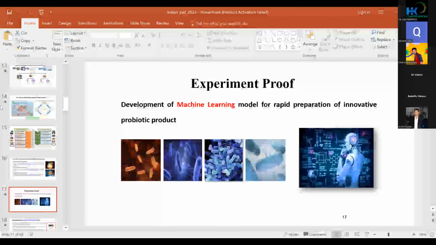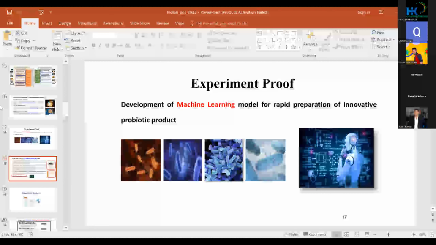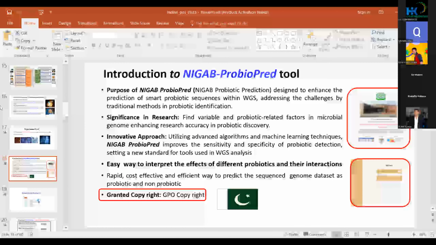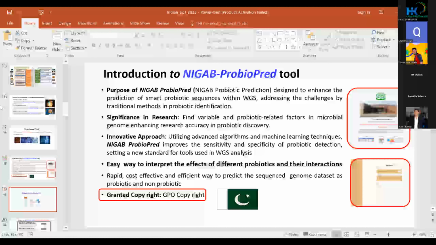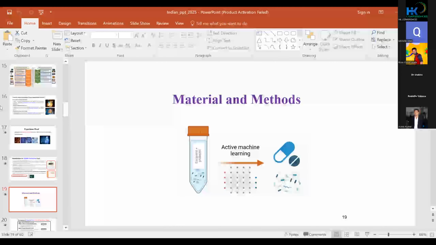Here is an experimental proof of this unique idea of using AI in microbiology. In our lab, we have developed a unique NGAB probiotic product tool, which can be used to predict unique yeast strains from a number of strains to build a new product in our lab. We got a copyright from GPO as well.